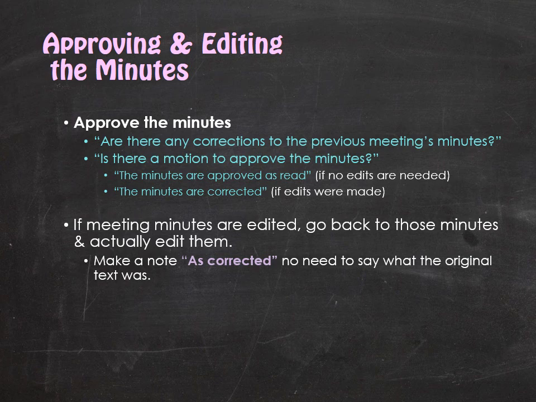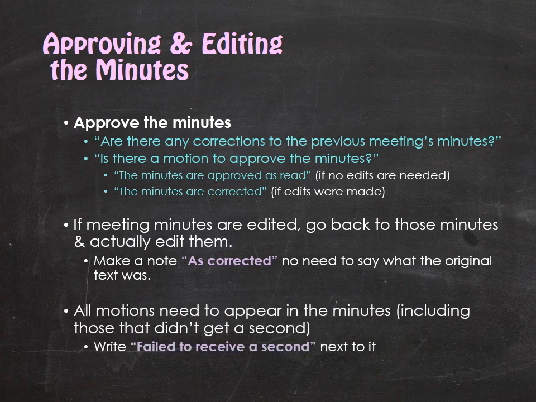If a motion doesn't pass, it still needs to be recorded in the minutes. The secretary would just say, "Failed to receive a second," if no one else supports the idea of talking about it.